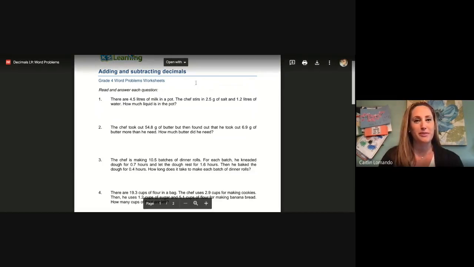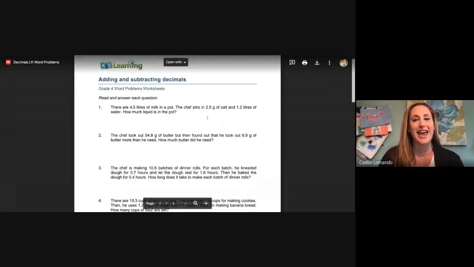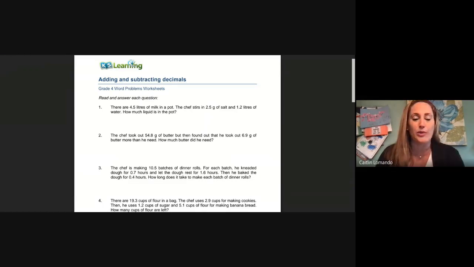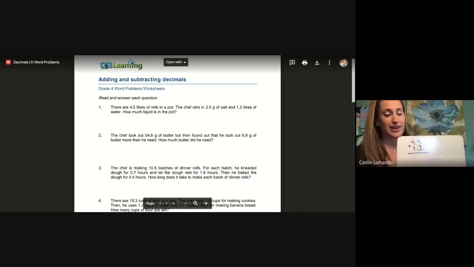So when we think about this one, we want to know how much all together. This one's kind of tricky, because we are just adding the liquid. What's liquid here? Well, we have 4 5/10 liters of milk. Salt, is that a liquid? No, that's not a liquid. And we have another 1 2/10 liters of water. So we want to add these two numbers to find out how much liquid is in the pot.